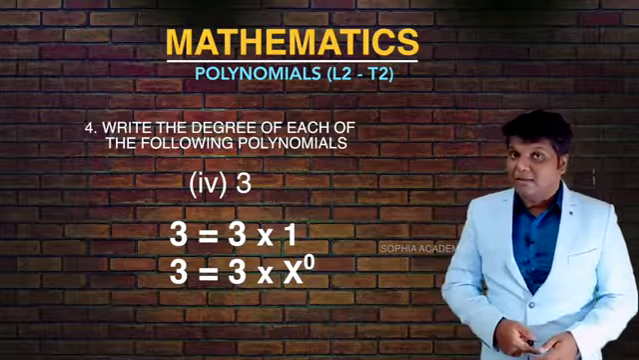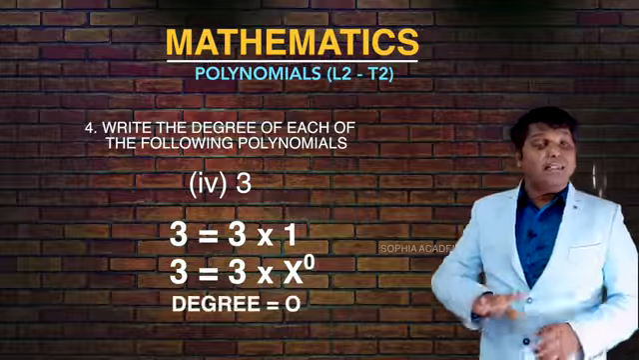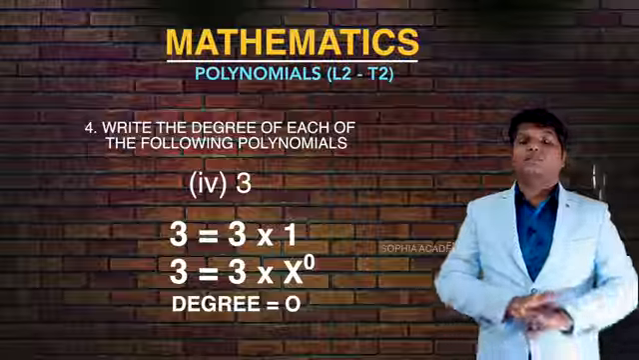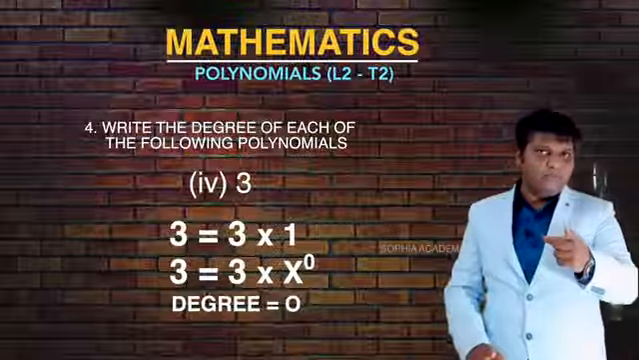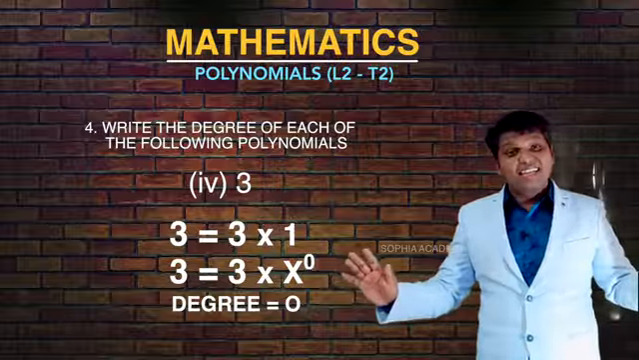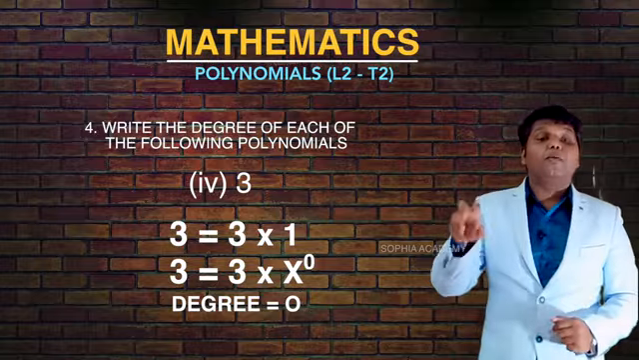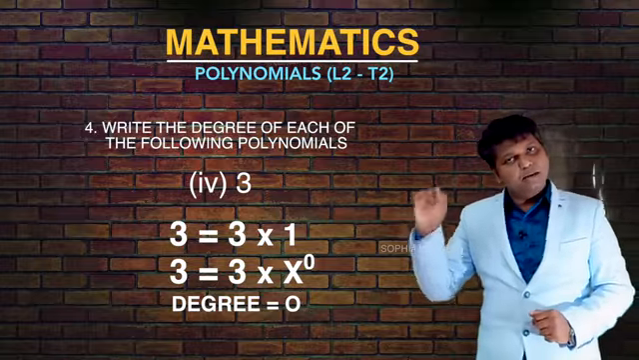So what is the power? It is 0. So what is the degree? The degree is 0. The degree is 0 doesn't mean that there is no degree. That is not the meaning of that, okay? It's not like that. The degree is 0 means the degree of the polynomial is actually 0, the number itself.